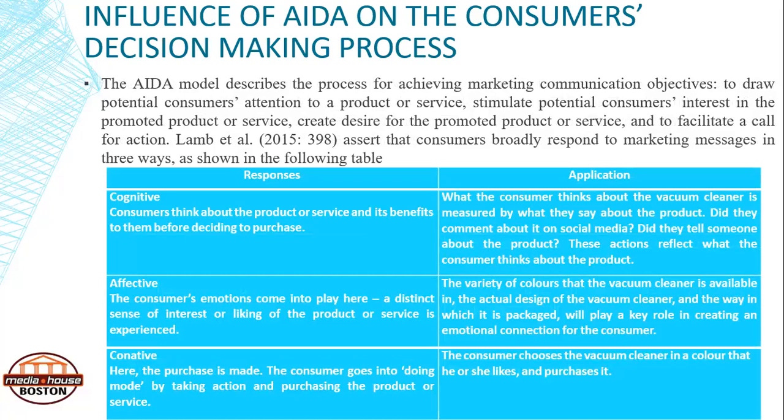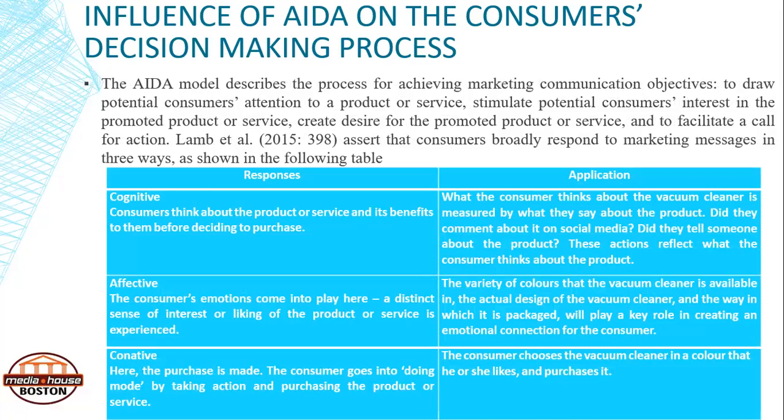We have learned this from Lamb et al., 2015. They assessed that consumers broadly respond to marketing messages in three ways: number one, cognitive; number two, affective; number three, conative. Cognitive means consumers think about the product or service and its benefits to them before deciding to purchase. So you think about the product, you think about the service before you purchase it.